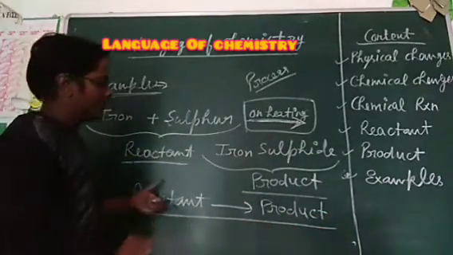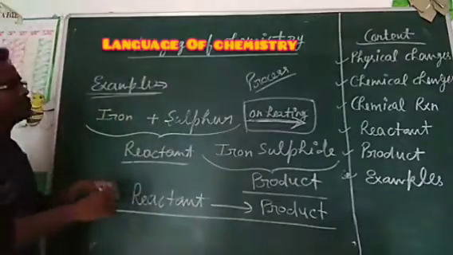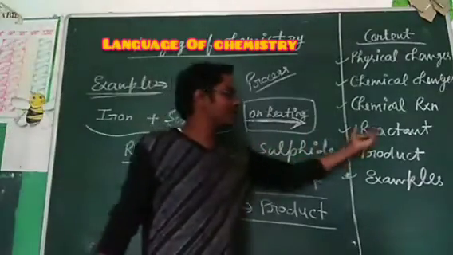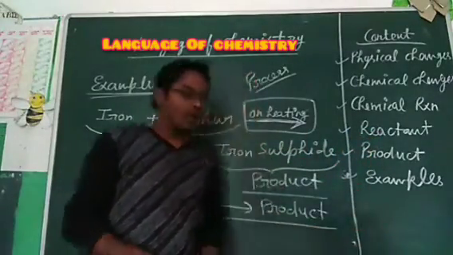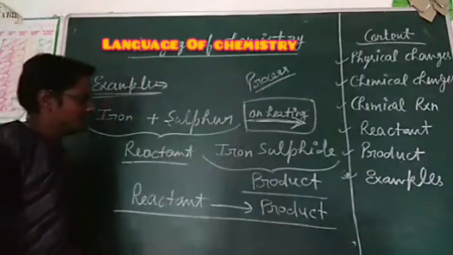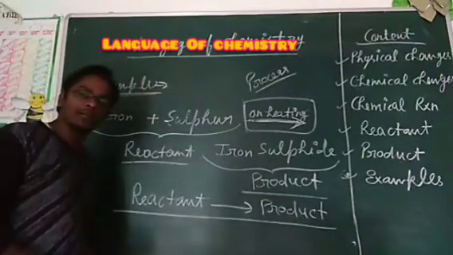Okay, this is your explanation of chemical reaction, reactant and product. Now let's see some more examples.